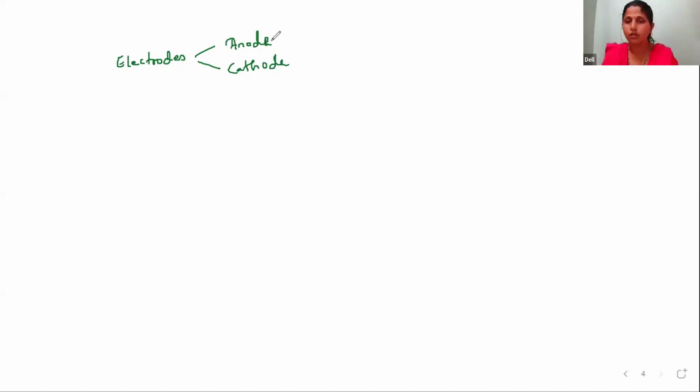Does it happen at the cathode or the anode? Where does reduction happen? Whether it occurs at anode or cathode. Anode means positive, cathode means negative. So many questions arise. Okay.